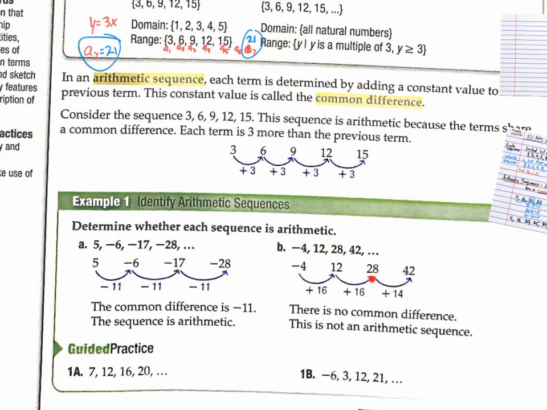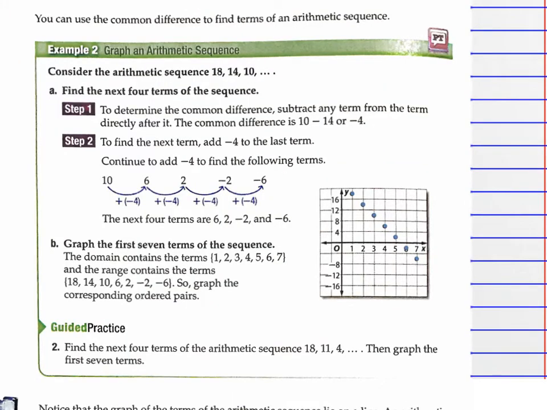Over here, there is no common difference, right? If you went 12 minus a -4, that's 12 plus 4, that's 16. 28 take away 12, that's 16. 42 take away 28, that's 14, it's not 16. So this is definitely not arithmetic because there's no common difference. So let's move on to the next page. Let's go to example 2 on this next page.